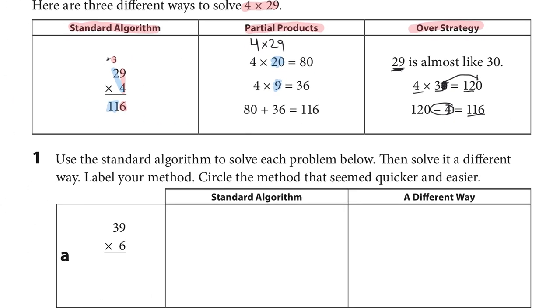Now that we have taken a little look at this, what does it say? Use the standard algorithm to solve each problem below. So you're going to do it for each one. Then solve it in a different way. Now, you could use partial products. You could use the over strategy. If there's anything else you'd like to use, please do. Circle the method that seemed quicker and easier.